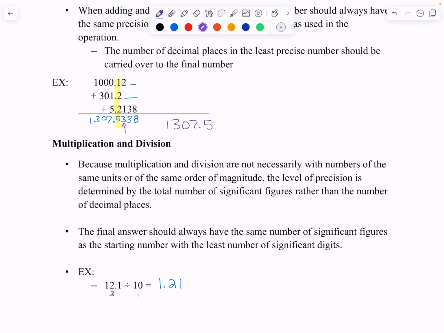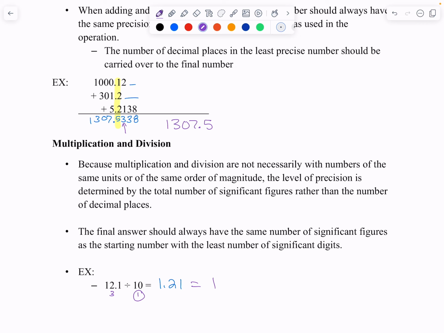3 sig figs, 1 sig fig. So 1 sig fig is what limits me. That means my answer can only have 1 sig fig, so I get 1. That looks like I lost information, but my 10 was not measured very precisely or very accurately or both. And so that's divided by just 10.